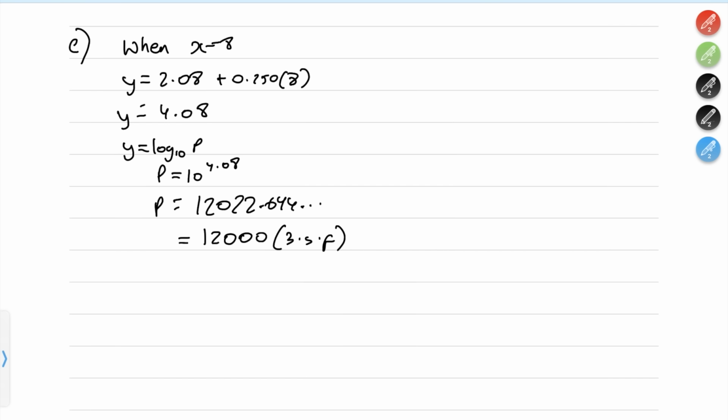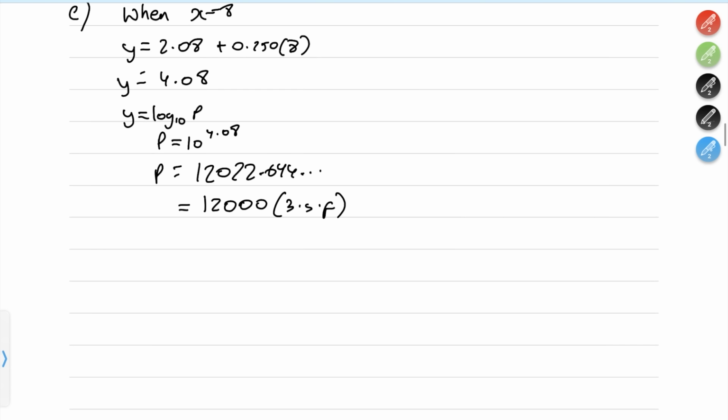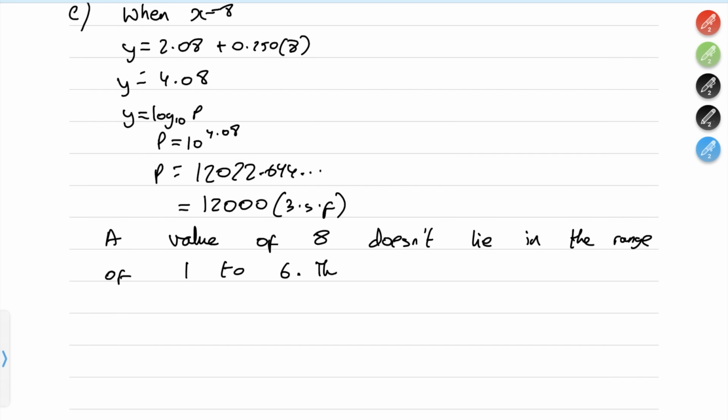Okay, so now, is this reliable? Well, we can see here the data range is between 1 and 6. So a value of 8 doesn't lie in the range of 1 to 6. Therefore, this is extrapolation and is unreliable.